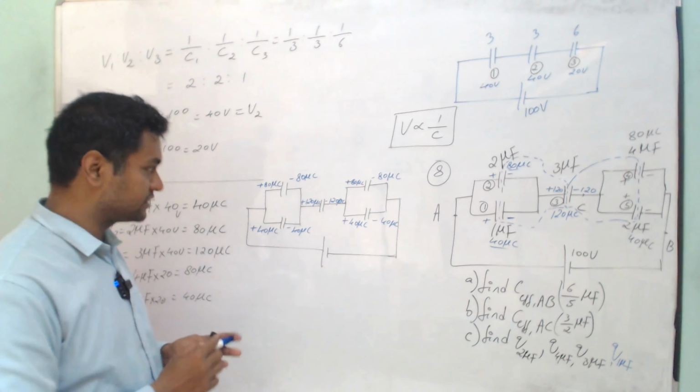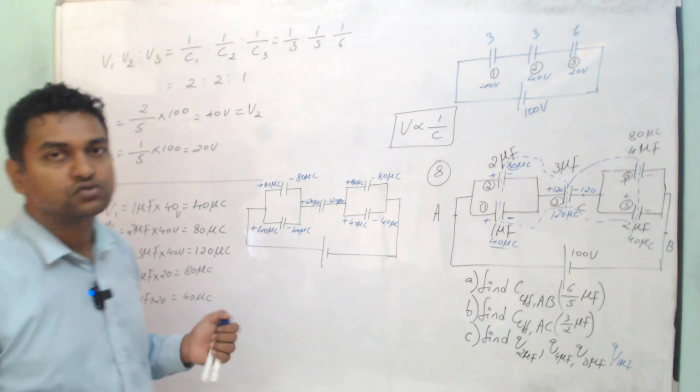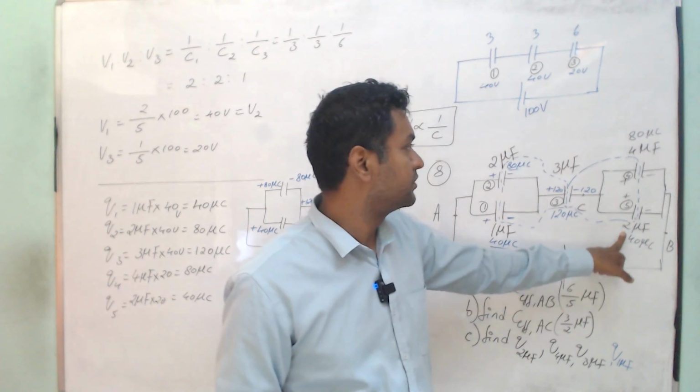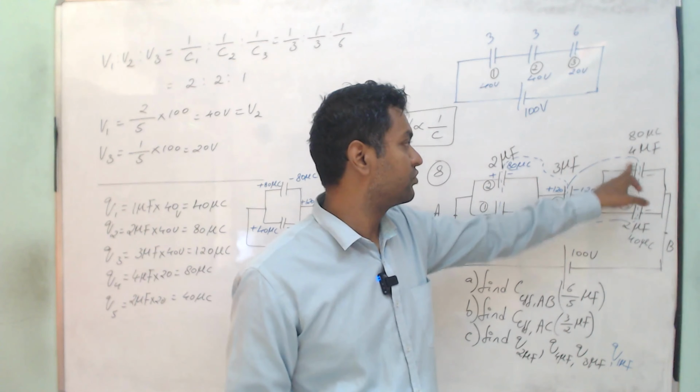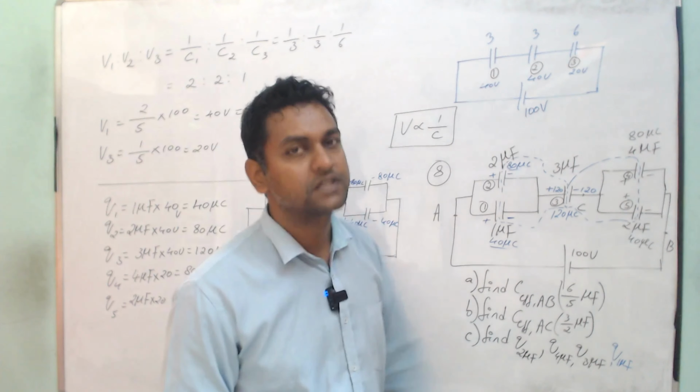I'll explain something over here after you finish off all your enthusiasm. The reason why I shifted this: first we had 4 microfarad, 5 microfarad, then I made it 2 microfarad, because two questions I combined in one.